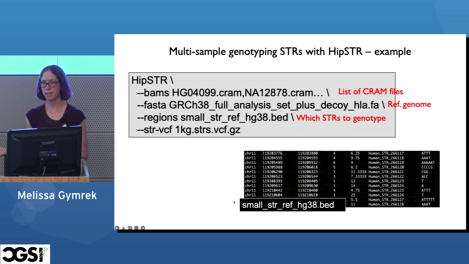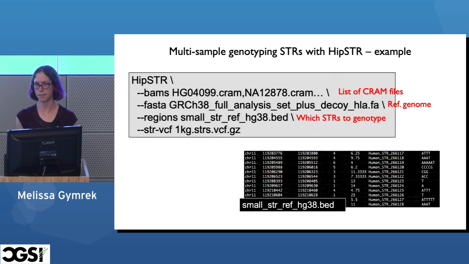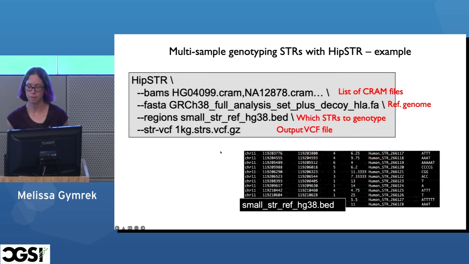HipSTR has a published set of STRs that you can look at, but you can also give it a custom set if there is an STR that you're really interested in, but you didn't find it in the published reference set. And then it will output a VCF file with all of the genotypes at each of the STRs in your reference set.